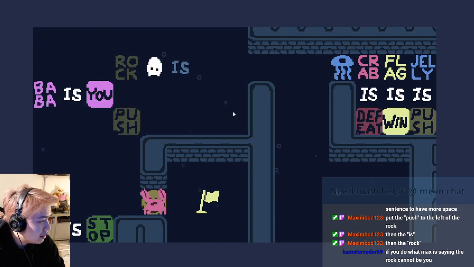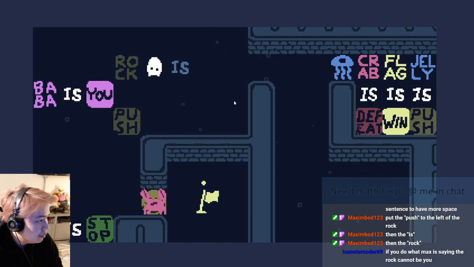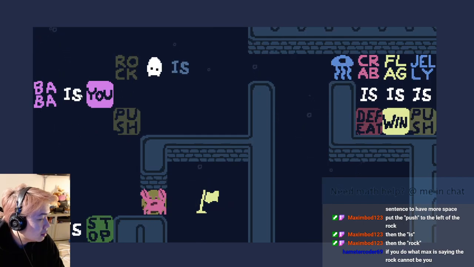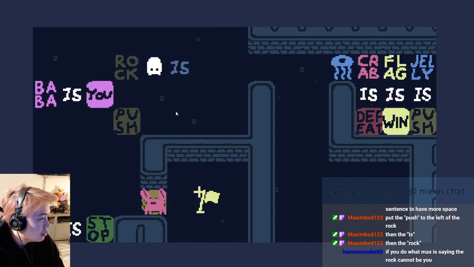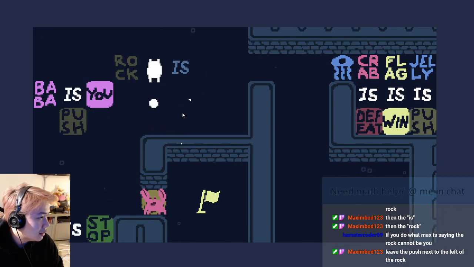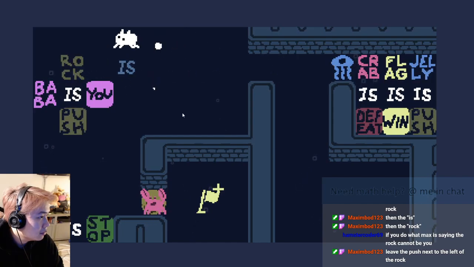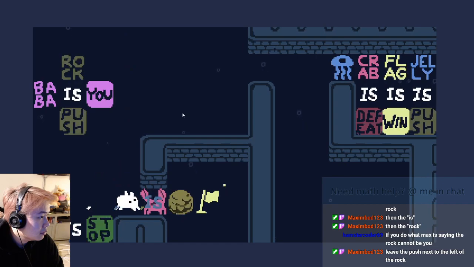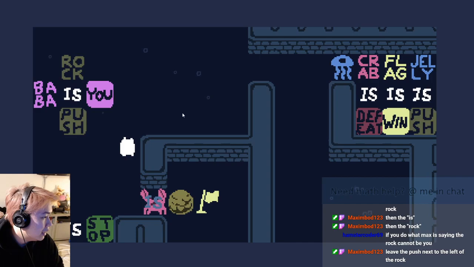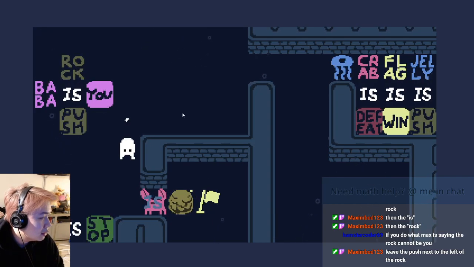The rock cannot be me if I do what Max is saying. And what is Max saying? Push the push to the left. So this is what Max is suggesting. I do this. And then I need to make it so that the rock is me. And then I can't do that. Leave the push next to the left of the rock.